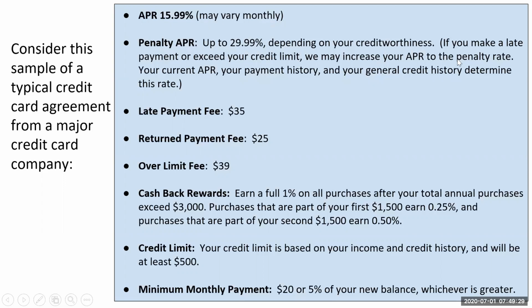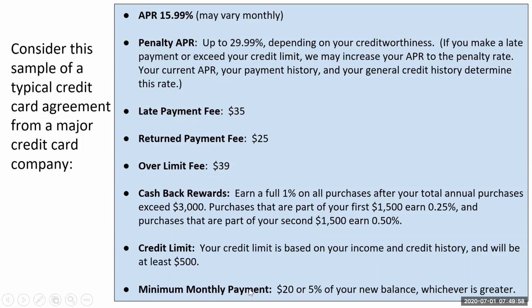So your penalty APR, so if you default, if you have a late payment or go over the limit, your APR could go as far as 29.99, and that is always stated. And then they tell you late payment fee, this is $35. Returned payment fee, so if you issued a check and it's been returned, $25. And over the limit is $39. So going over the limit of your card, you pay this amount.